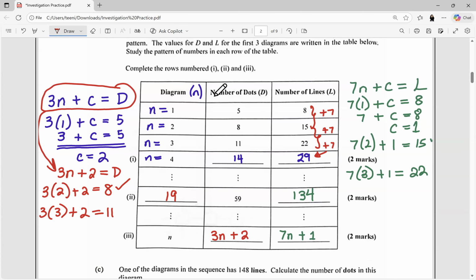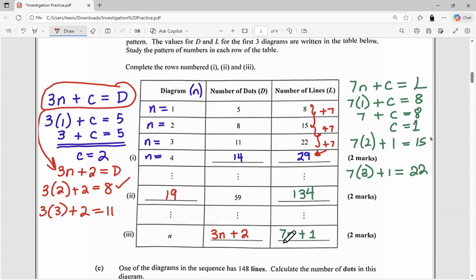Now, you are asked part 2 and part 3. Most times it's better to solve, well, you would actually have to, if you're using algebra, solve part 3 before you could figure out part 2, right? Because part 3 gives you the generalization or the rule that is used to figure out the number of dots in each diagram and the number of lines in each diagram.